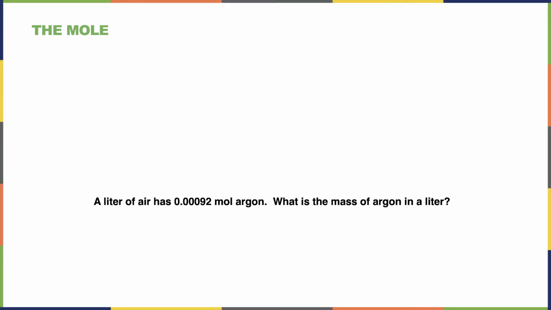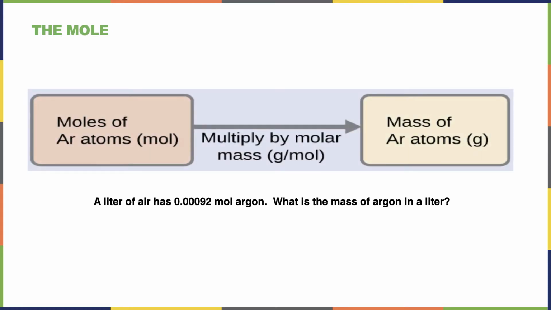A liter of air contains 0.00092, or 9.2 times 10 to the minus 4th moles of argon. What is the mass of the argon in a liter of air? Well, here's how you would do that. If you have moles, then you multiply by the molar mass.